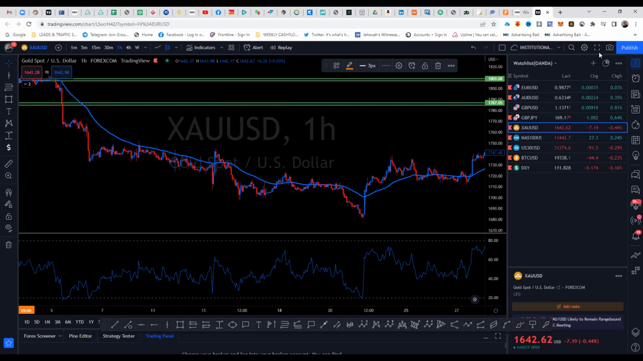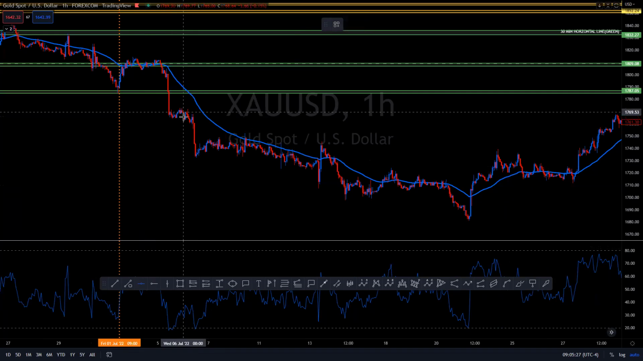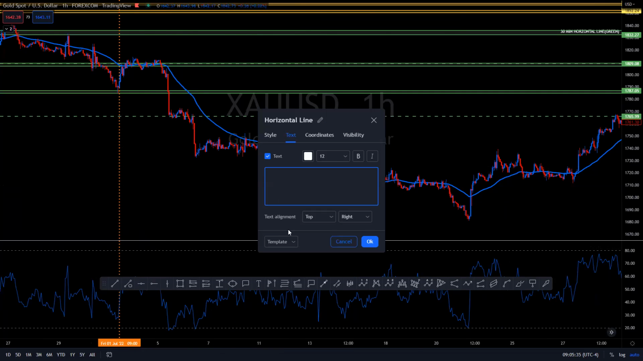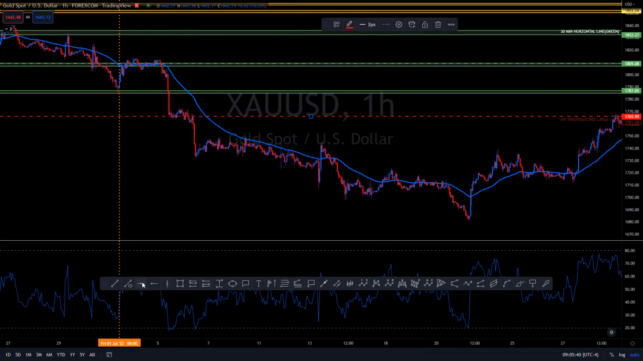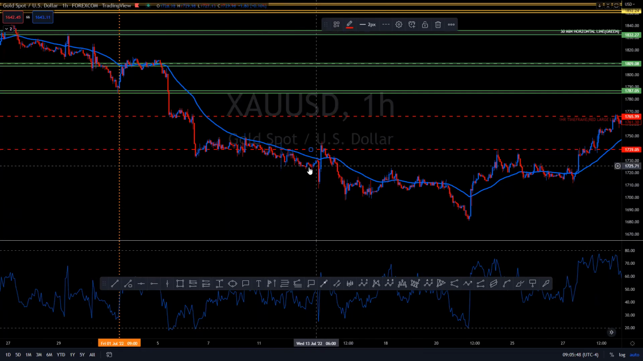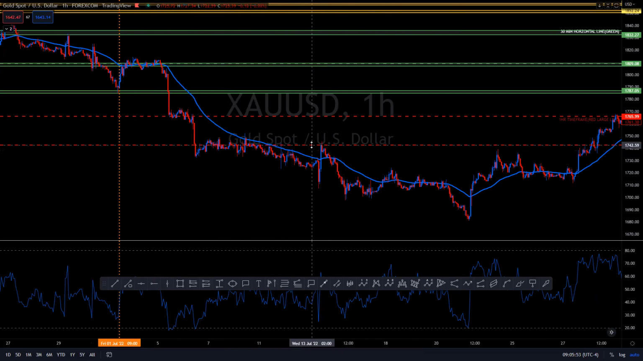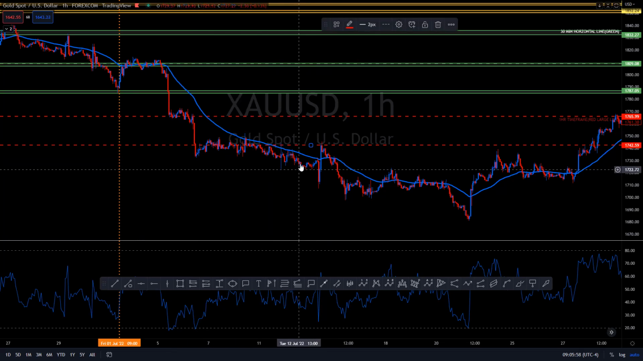So we see that this is a base supply zone here. Sellers used this as a very great opportunity to sell. And then ultimately there was another supply here, which is why the buyers and the sellers went back and forth in this area, because buyers pushed it up, but sellers pushed it down.